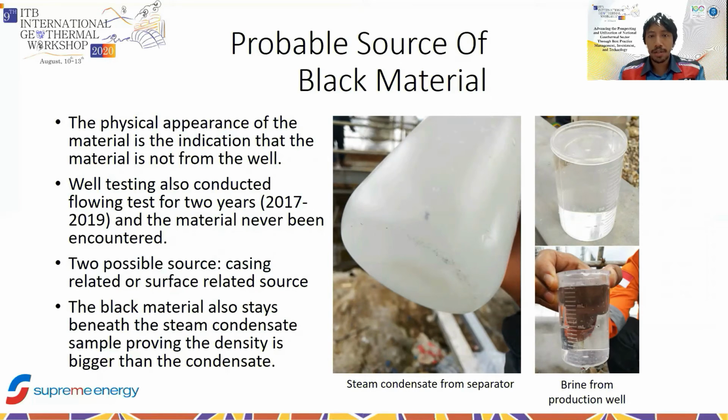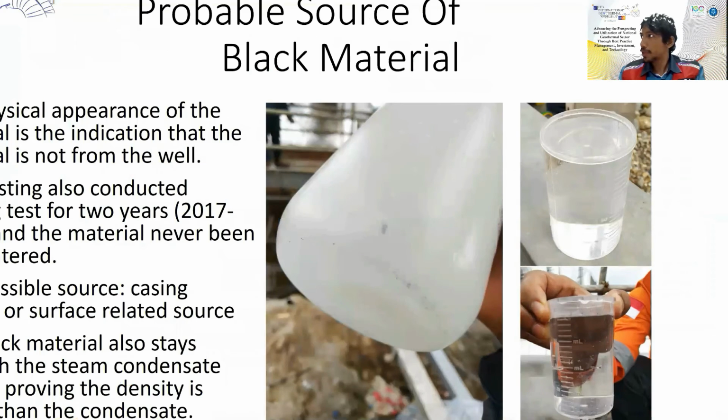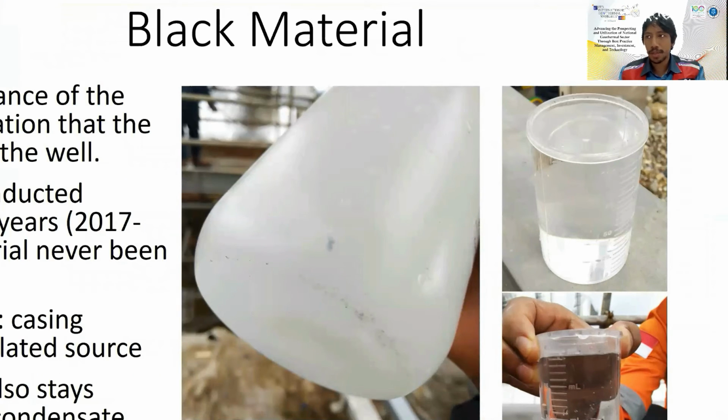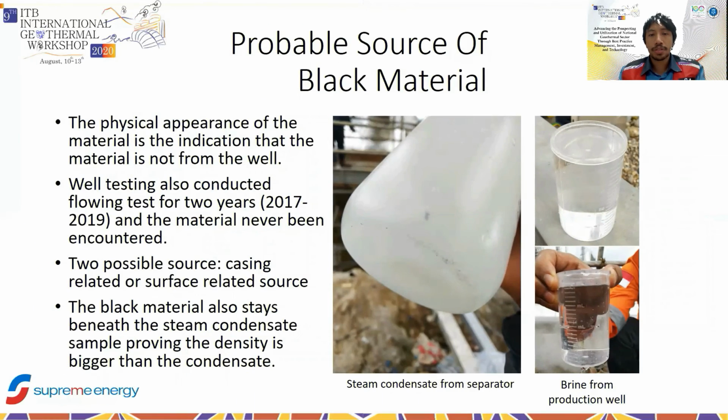It's a clear image. I'm gonna zoom in a little bit. Yes, you can see the brine. It is really clear. It contains no black material. So the source is not going to be from the reservoir.